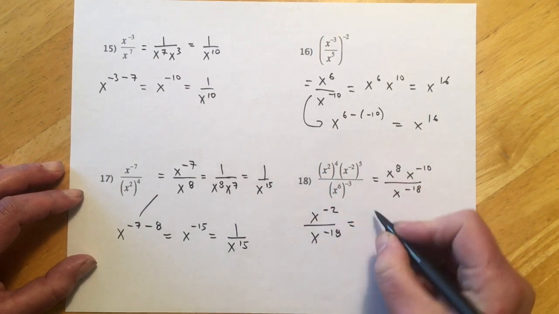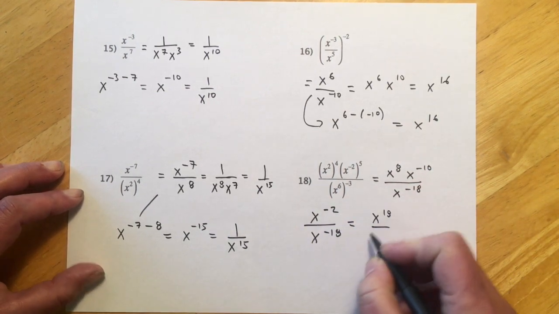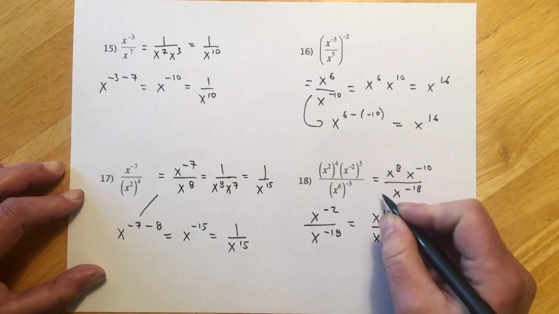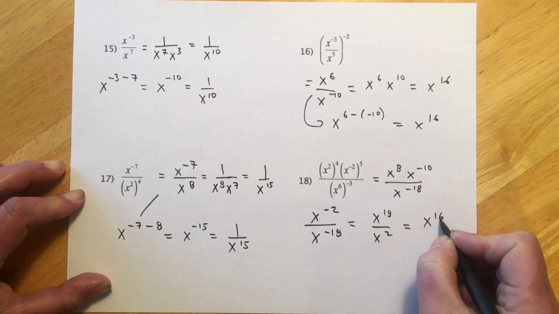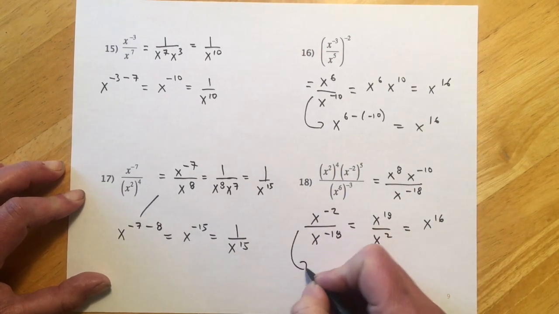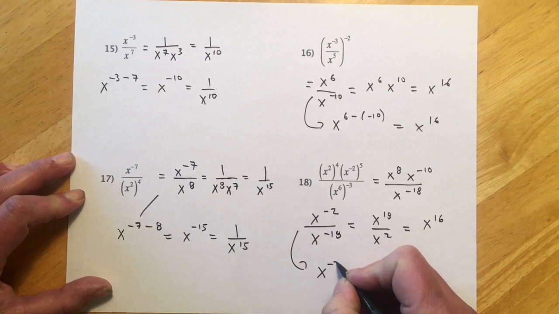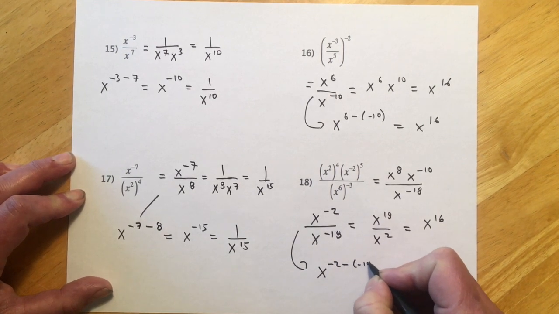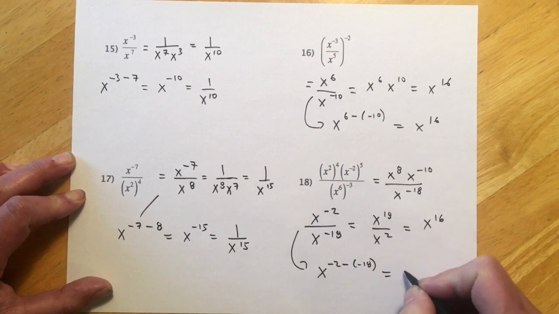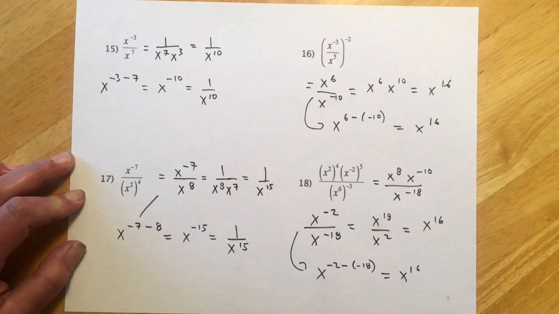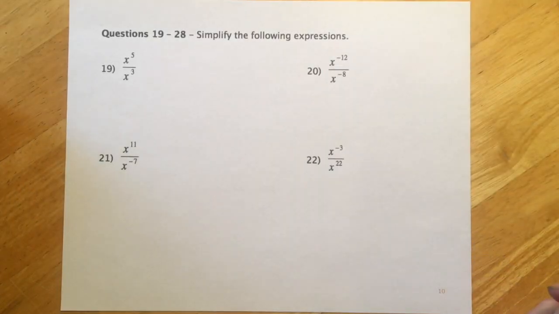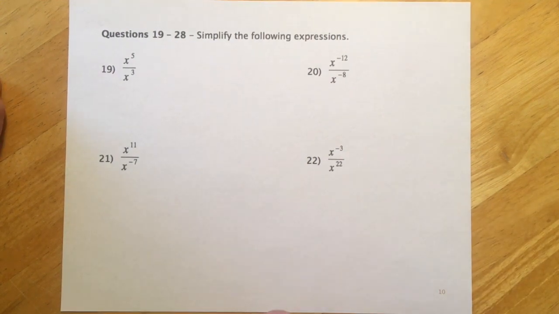I could think of flipping these. The 18 would be up, and the 2 would be down, and if I cancel out 2, I'd have 16 up top. Or from here, I could also do x to the negative 2 and then minus negative 18, and that gets me the exact same x to the 16th. Okay, and the rest of these are the ones that you guys try in class.